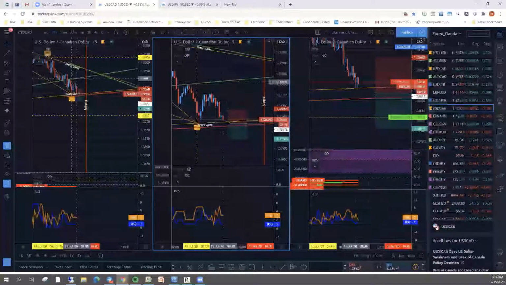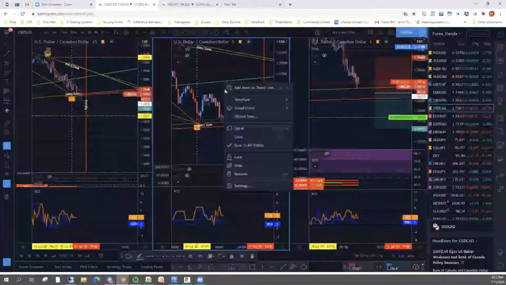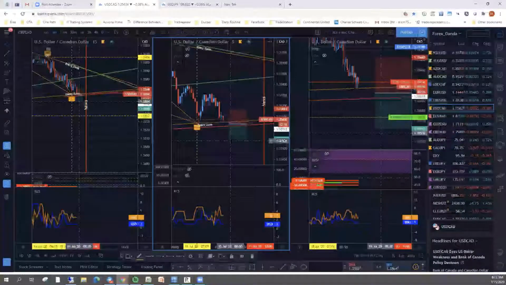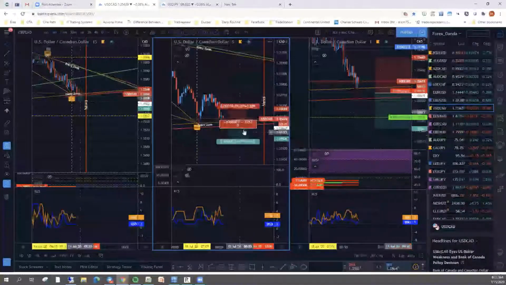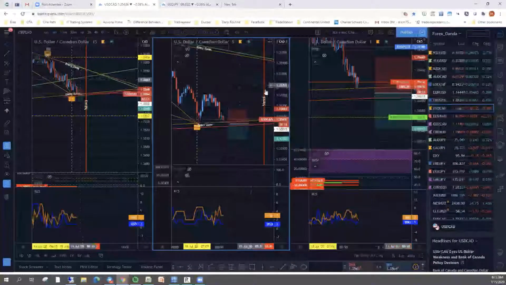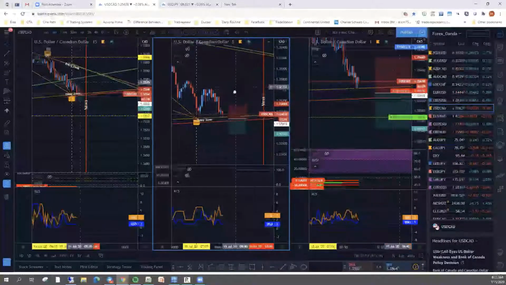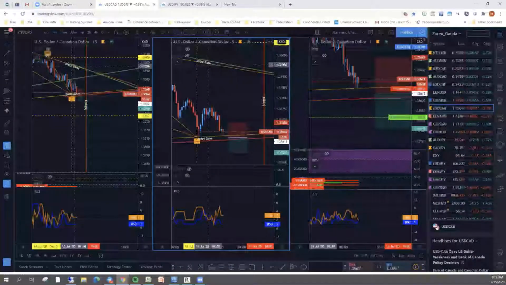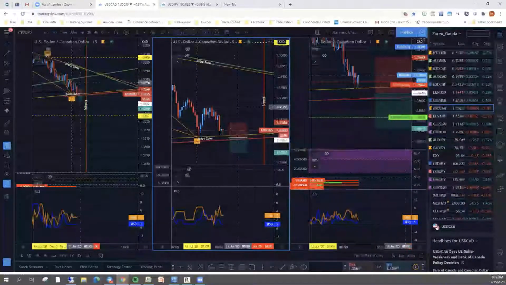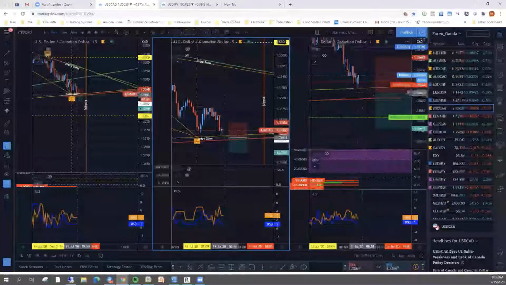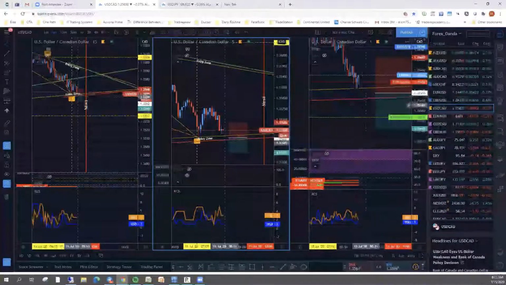I'm just going to unsync this and take that one off, just so we don't have any confusion on our 5-minute chart. But remember, this is the top of the wedge. And right now it stalled hard. It stalled real hard right in here.